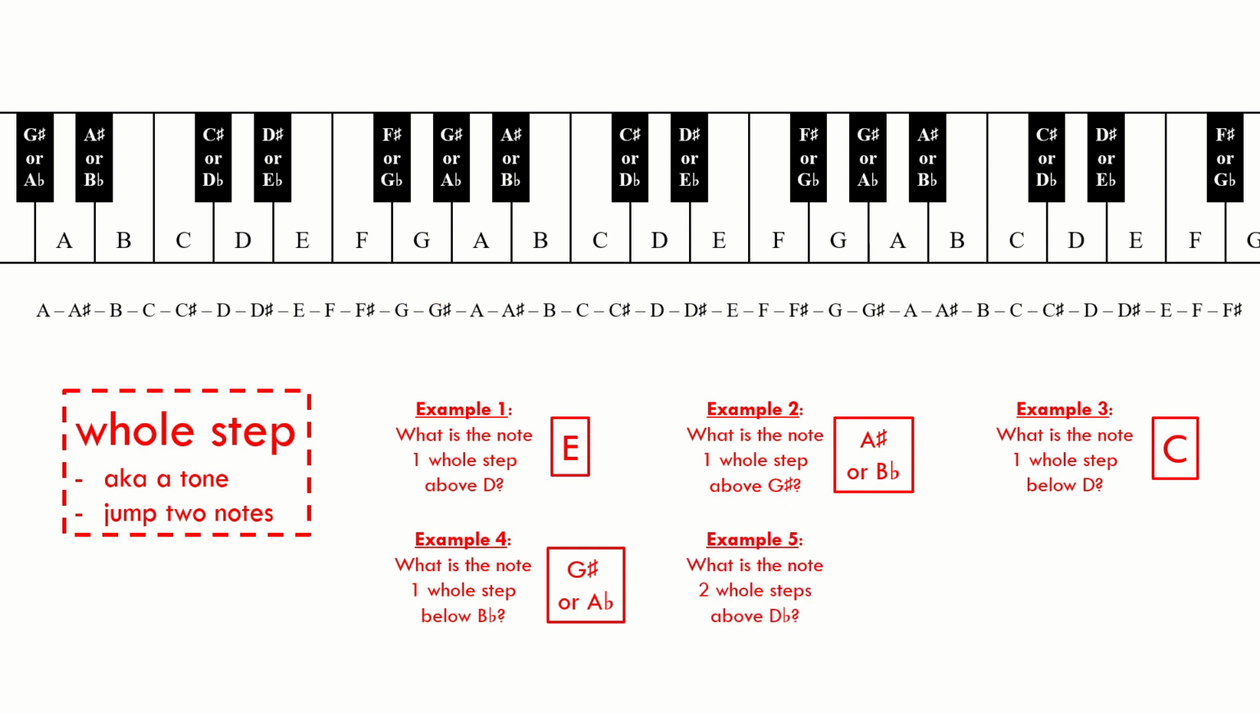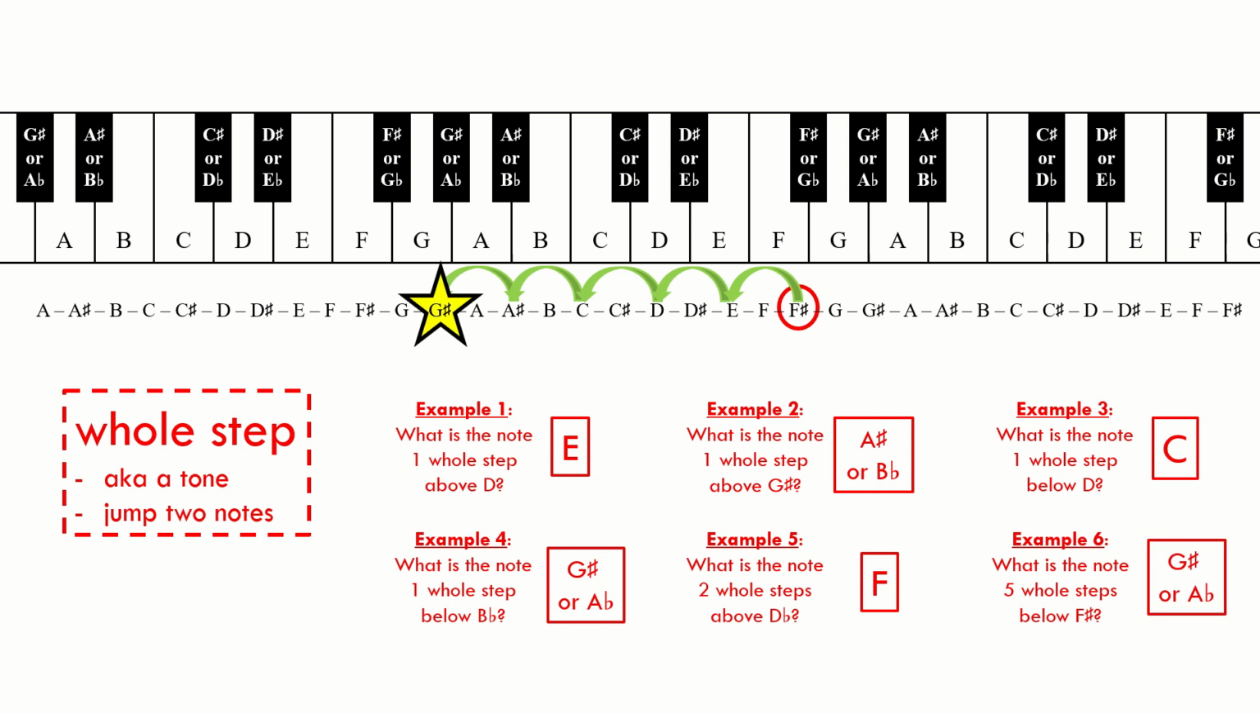Example number 5. What is the note two whole steps above D flat? Now D flat or C sharp is over here, and this time we move two whole steps above it, 1, 2, which gives us F. Example number 6. What is the note 5 whole steps below F sharp? So F sharp or G flat is over here, and by moving 5 whole steps below it, 1, 2, 3, 4, 5, this gives us G sharp or A flat.